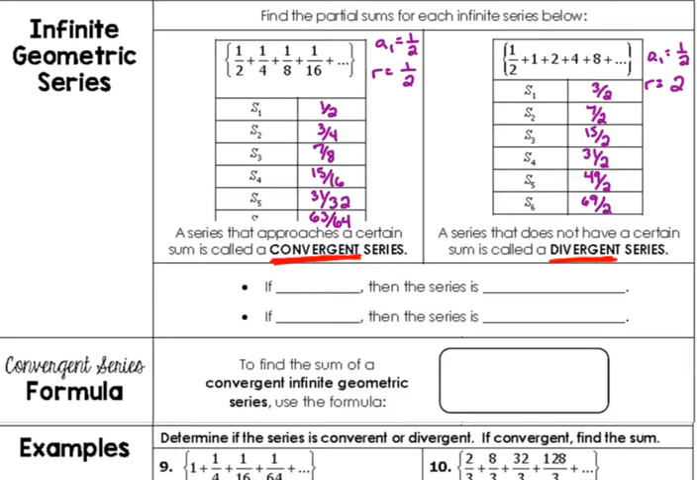Okay, so what do y'all think the if-then statement here is? What's the condition? What's the difference between converging and diverging? What do you think the difference is? Okay, if the absolute value of r is greater than 1, then the series is divergent. If the absolute value of r is less than 1, then you are convergent.